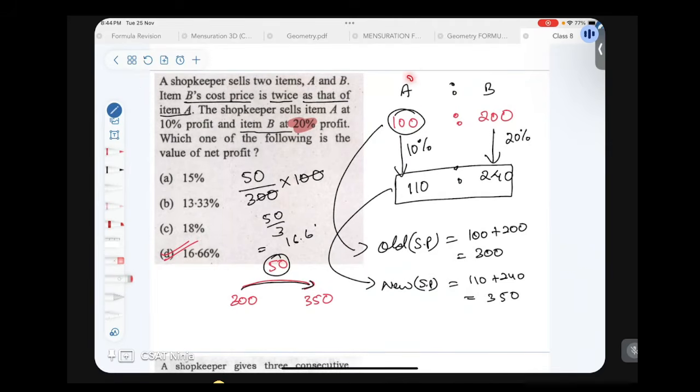Now there are two items, A and B. The question says the cost price of this one. Oh, I'm using selling price here. Let me just make a correction here. This is cost price. Okay.